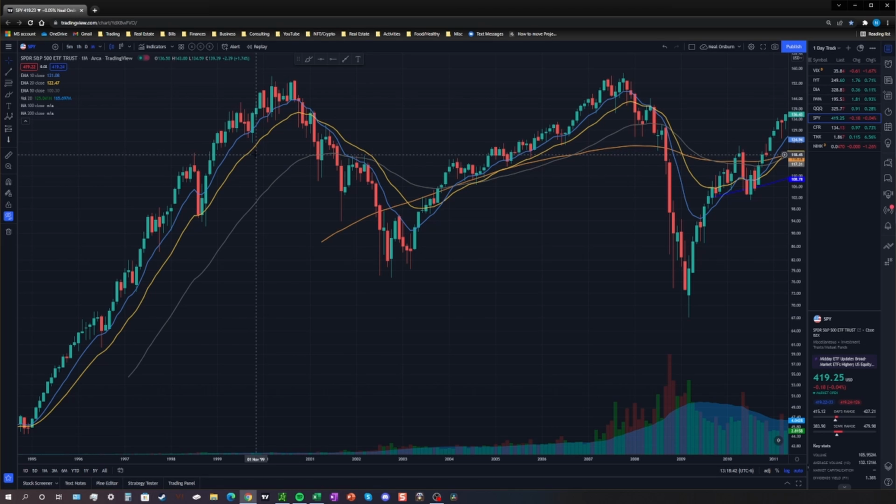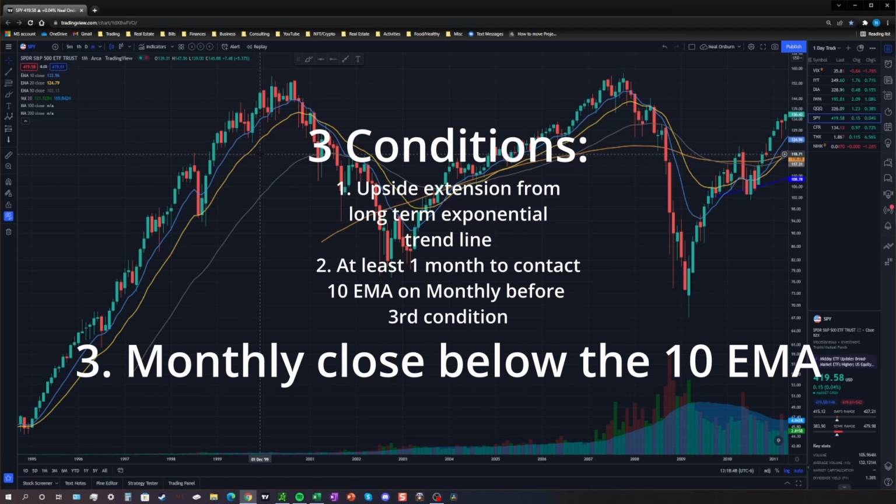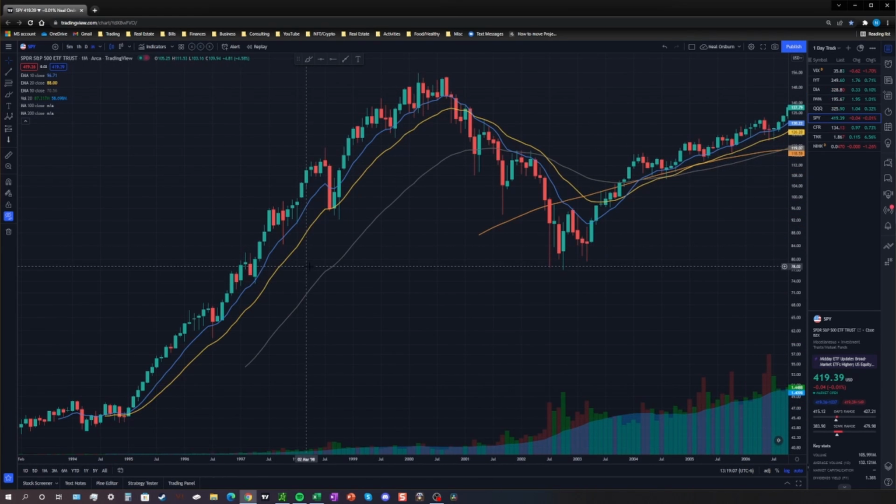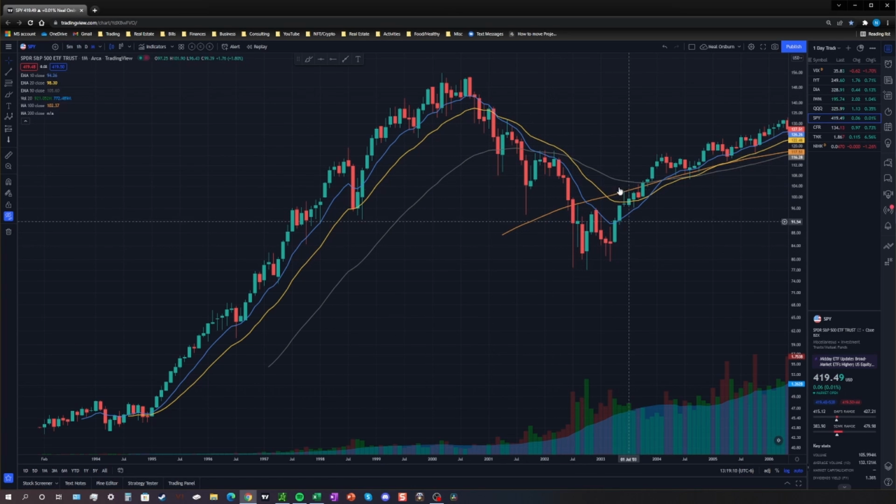Now the third check on the list, because 2 and 3 kind of do go hand in hand, the third check on the list is we want a monthly close below the 10 EMA. So with 2 and 3 combined, we are looking for a break below the 10 EMA, which is the blue line here. We want to break below that, but to save ourselves from more downside pain, like this full pullback in the 2000s from the tech bubble, we want it to contact the 10 EMA at least 1 month before we break below and close below the 10 EMA.